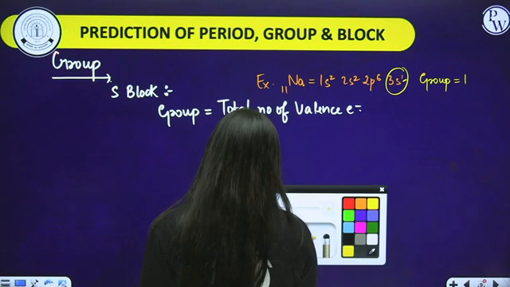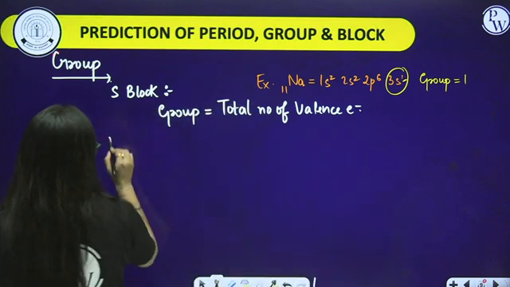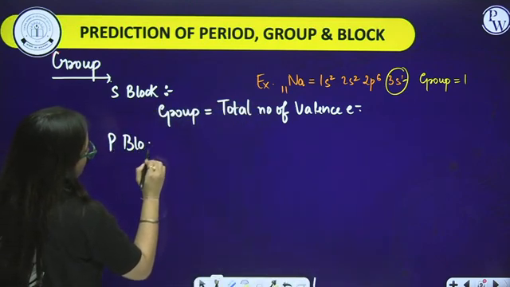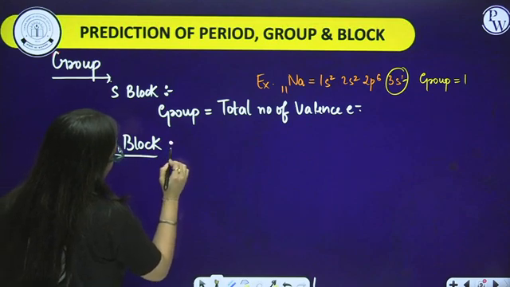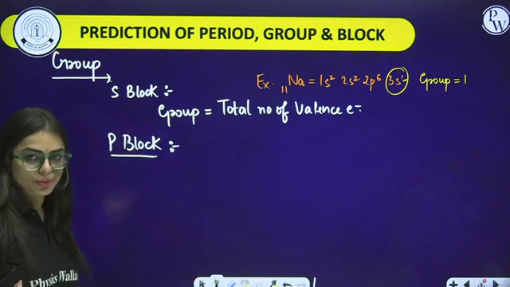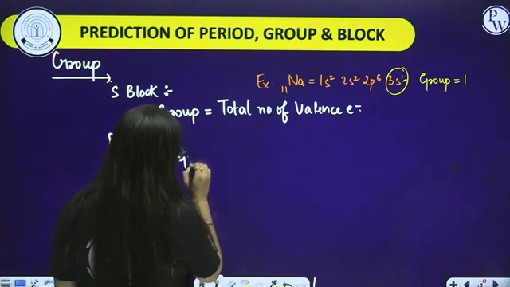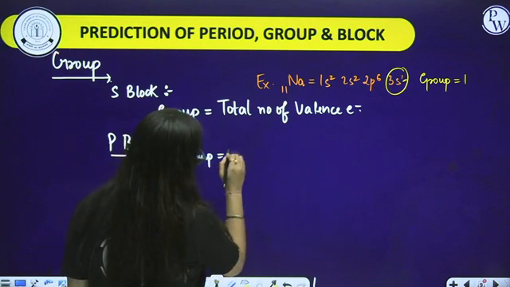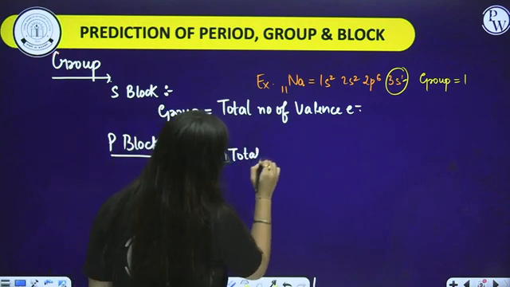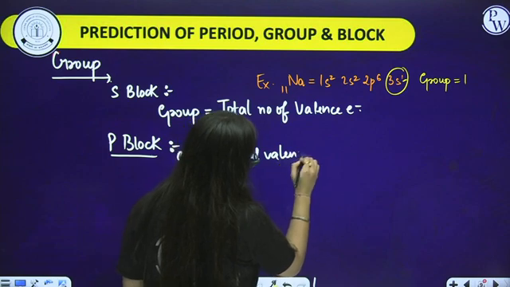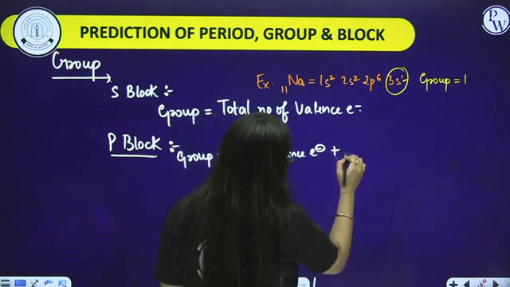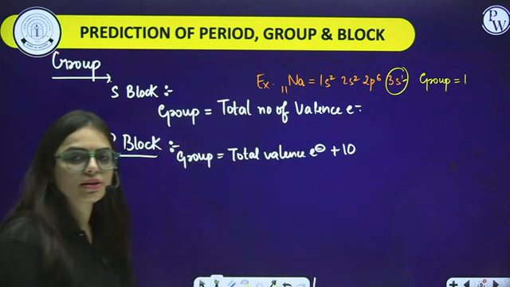Now let us say for P block. In the case of P block, what you have to do is very easy. You have to calculate the group as total valence electrons plus 10. Total valence electrons plus 10.